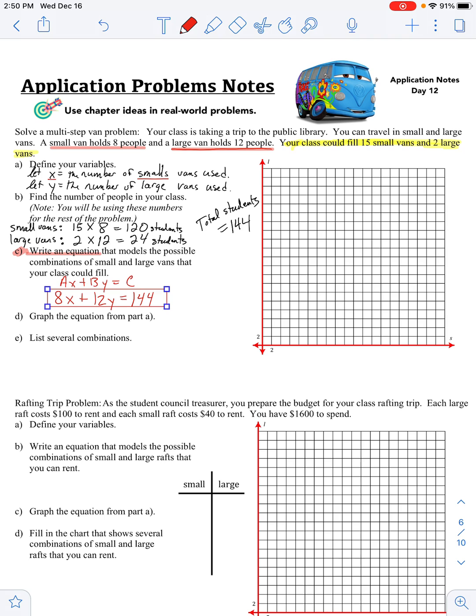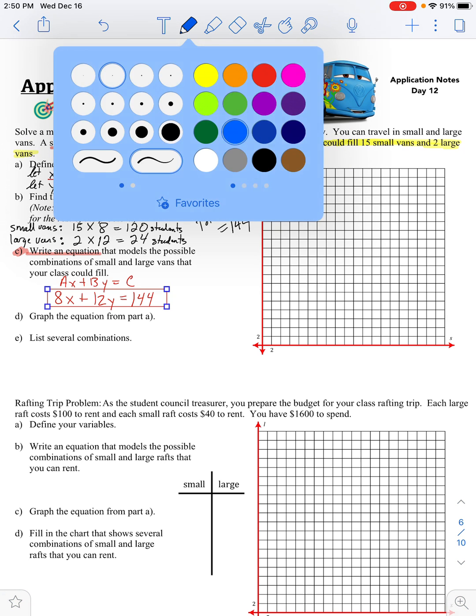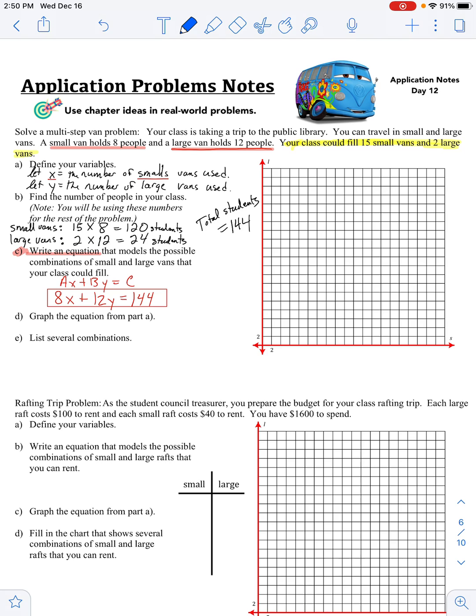Next thing we're going to do is we're going to be asked to graph this. If we'd like to graph this, it's helpful to label our axes. So this is the number of small vans used. I'm going to have to turn my iPad a little. This is going to be the number of large vans used. So we have our labels. The next thing is we'd like to have a scale, but right now it's a little bit difficult to get the scale because we don't have any points.